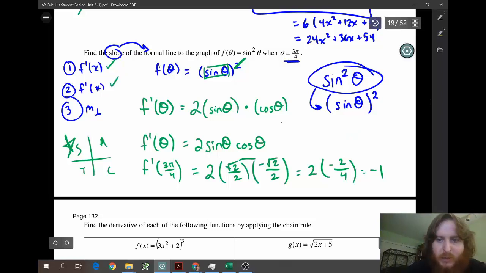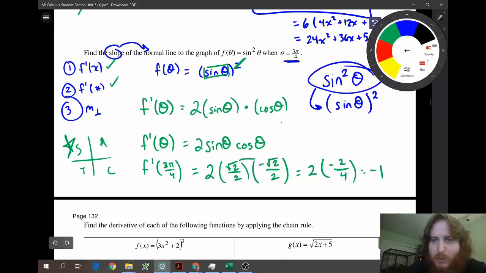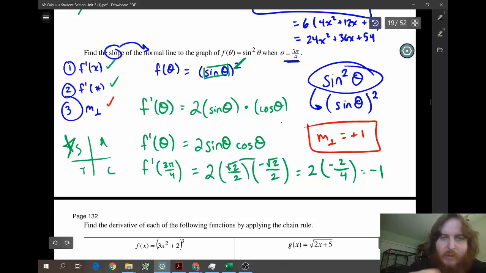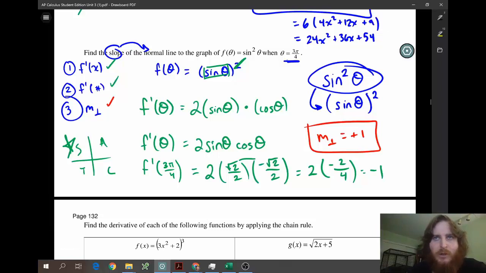Now, our third step is going to be to do the opposite reciprocal. So the opposite reciprocal of negative 1 is just positive 1. Right? You flip the sign, and then when you flip 1, the reciprocal of 1 is just itself. So that's our slope of our normal line.